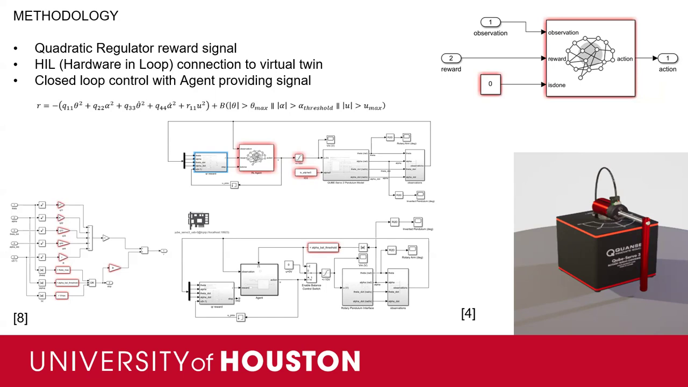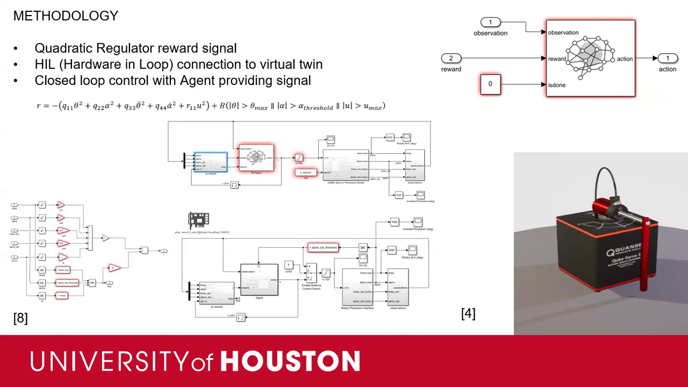For this system, we used a quadratic regulator reward signal. So what you have is three different variables for this rotational inverted pendulum. You have the angle of the pendulum itself, you have the angle of the rotary arm, and you have the motor voltage. All those variables are squared. Also, the velocity of both angles are also squared, and we have those weighted. And we have a negative sign out front, and what we're trying to do is maximize that reward signal.